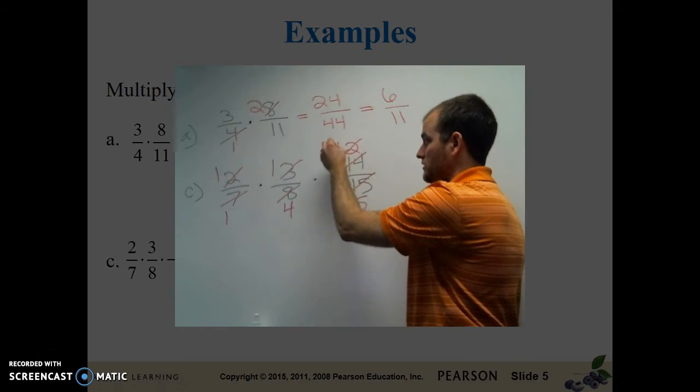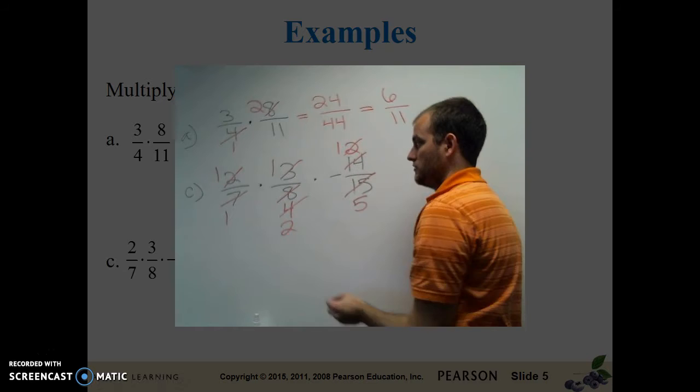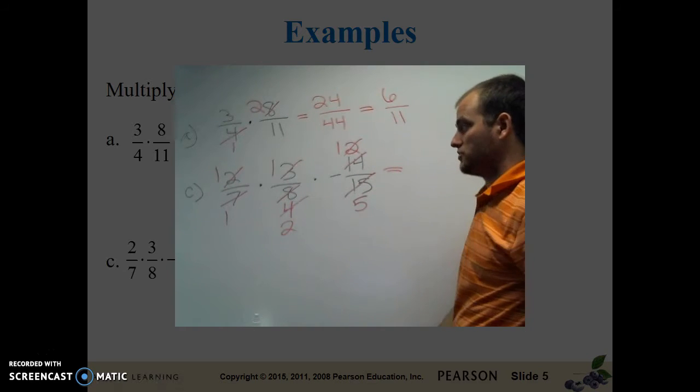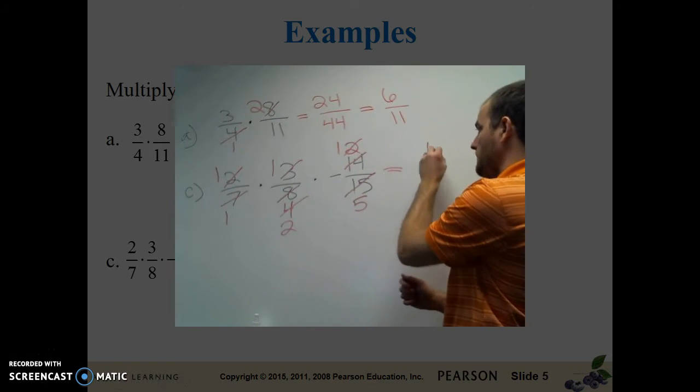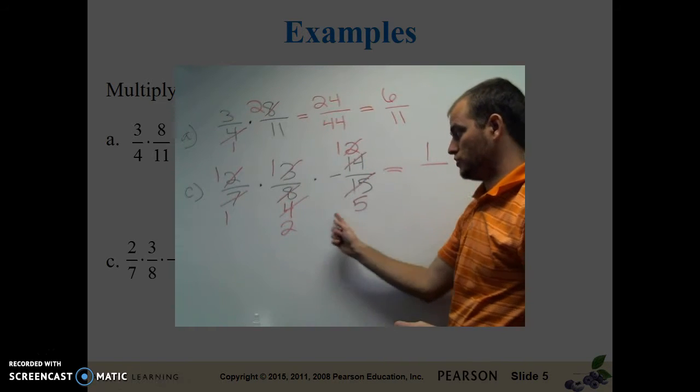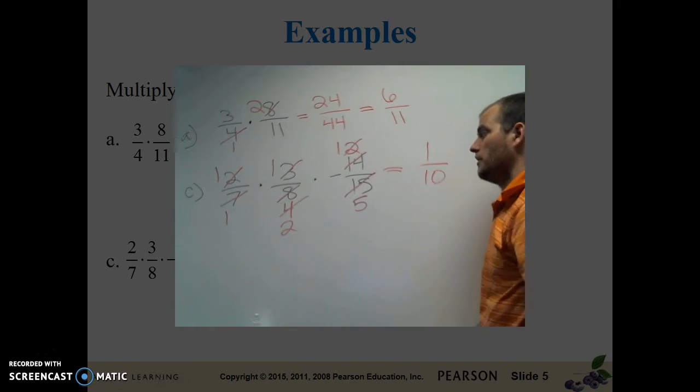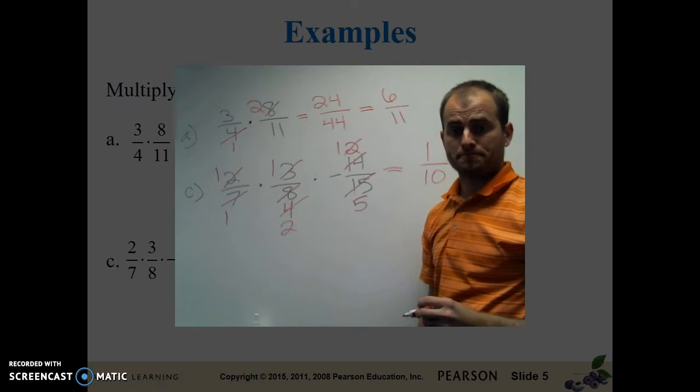2 goes into 2 one time. 2 goes into 4 twice. So multiply straight across, because now we have all 1's. 1 times 1 times 1 is 1. 1 times 2 is 2. Times 5 is 10. And you get 1 over 10.